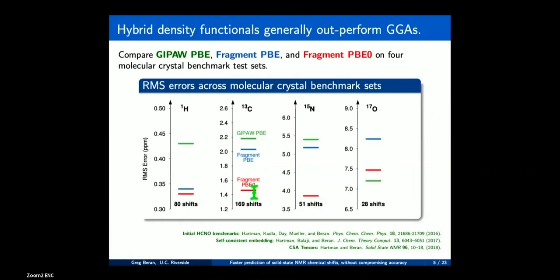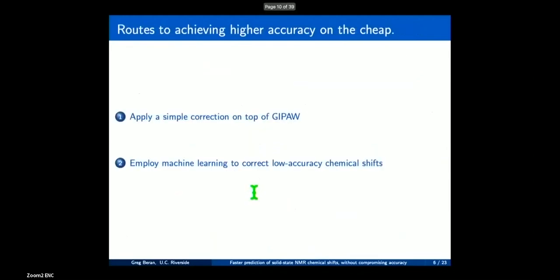But maybe you're not really motivated to figure out how to do all this sort of fragmenting and so on. It just seems like a lot of work. GIPAW is nice. You just give it your crystal structure and go. So what can you do that's a little bit easier? In the first part of my talk, I'm going to talk about a very simple approach that any one of you could achieve in really just minutes that allows you to correct those GIPAW results and get results that are on par with these hybrid functional results, or even sometimes a little better.